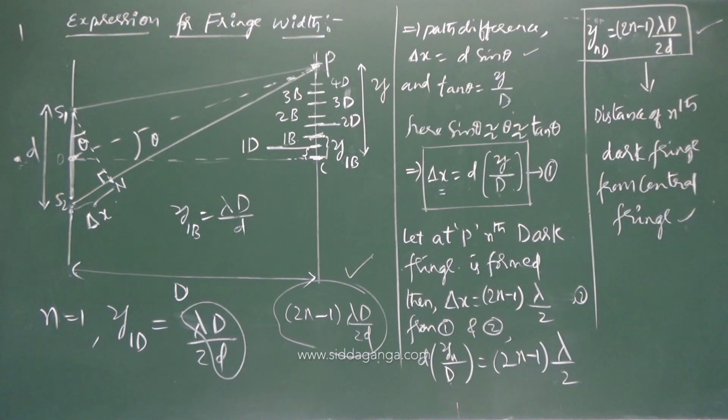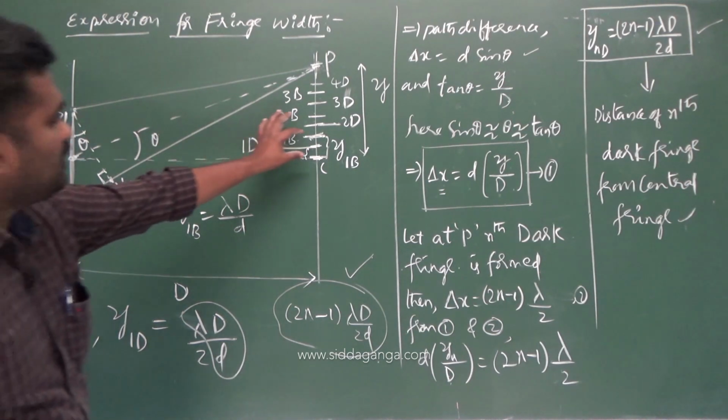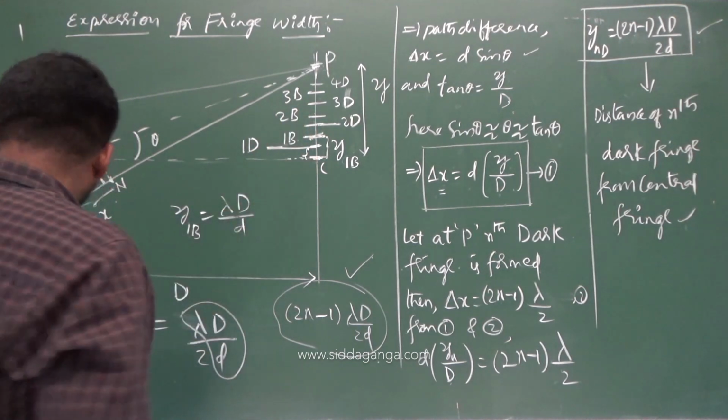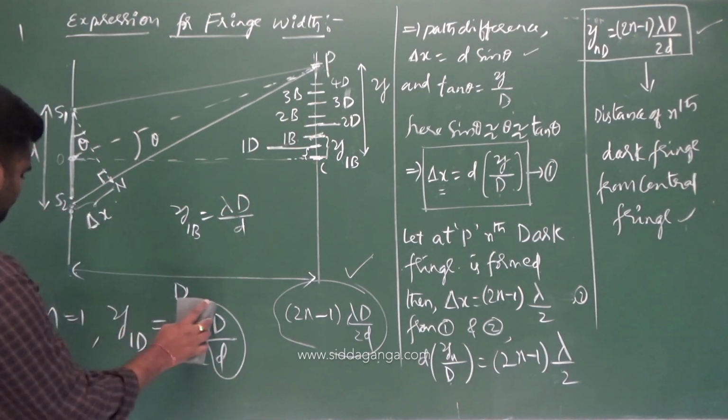And similarly, what is the value of distance between one bright fringe and the other bright fringe, we have also studied. What is the distance over there? The difference between the distance of nth bright fringe and nth dark fringe we have also studied. How much? Lambda capital D by small d. So we will see the term, what exactly it is.